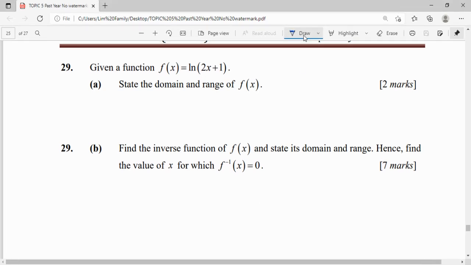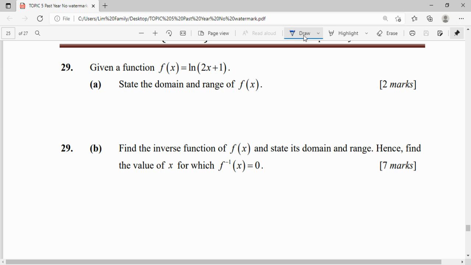For question 29, given that function f(x) is ln(2x + 1), first state the domain and range for this function. So for domain, the ln function is our special case. So we need to do some calculation in order to get the x value where it is finding our domain.